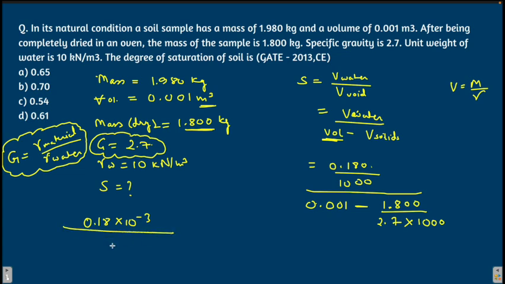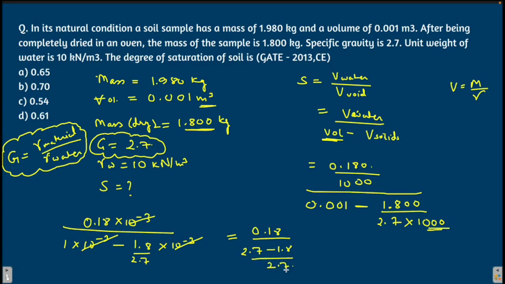This is the numerator, by 1 into 10 to the power minus 3, minus 1.8 by 2.7 into 10 to the power minus 3. Now you see here, this 1000 I have written as 10 to the power minus 3. Now 10 to the power minus 3 is in the numerator as well as in the denominator, so it will be cancelled out and you will be left with 0.18 by 0.27 minus 1.8 by 2.7, right?